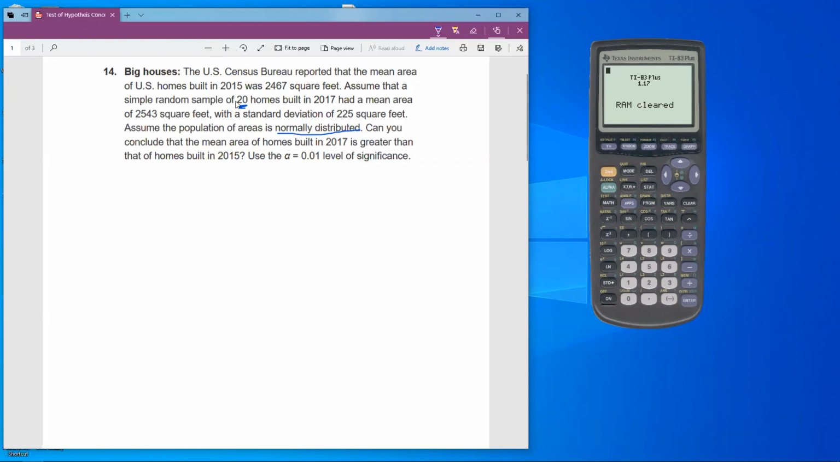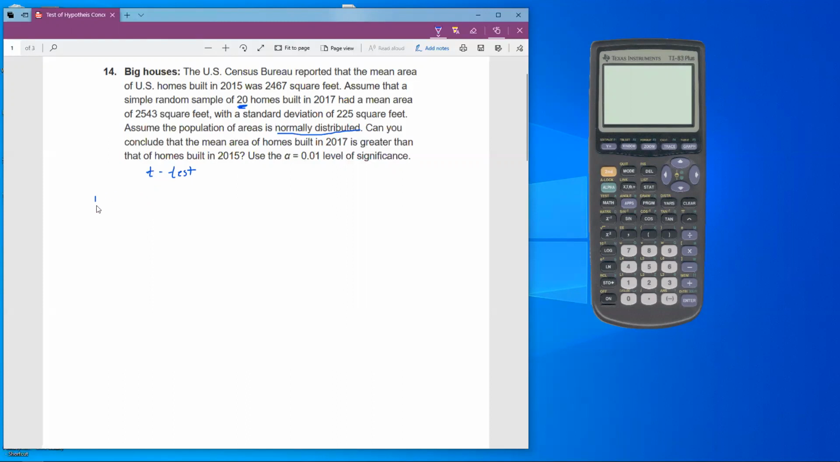Because we're assuming the sample had a mean area and a standard deviation, this is a sample standard deviation here, and this is a sample mean here. So when I'm looking at what kind of problem this is, it's going to be a t-test. We don't know what sigma is. We have a mu, we have a measurement, we have an average. And that's how we're going to do this one.